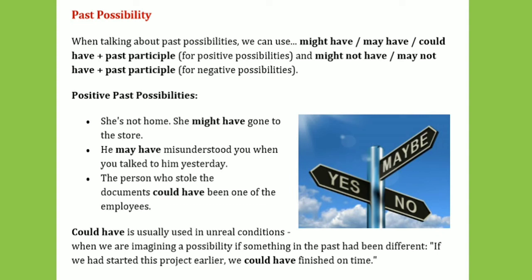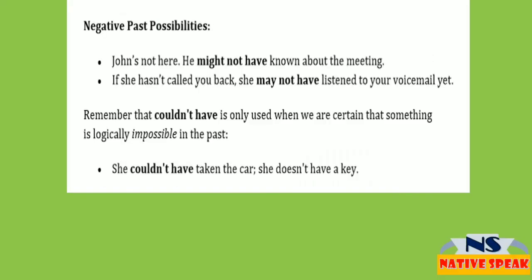Could have is usually used in unreal conditions when we are imagining a possibility if something in the past had been different, as you learned in Lesson 7. For example, if we had started this project earlier, we could have finished on time. For negative sentences, we can use might not have and may not have. For example, John's not here. He might not have known about the meeting. If she hasn't called you back, she may not have listened to your voicemail yet.